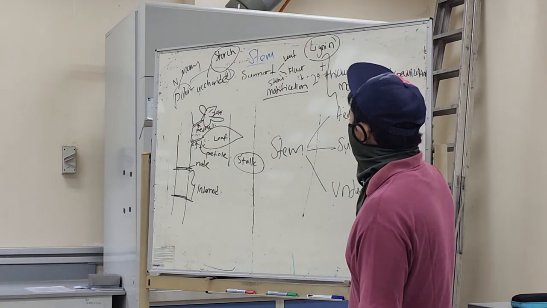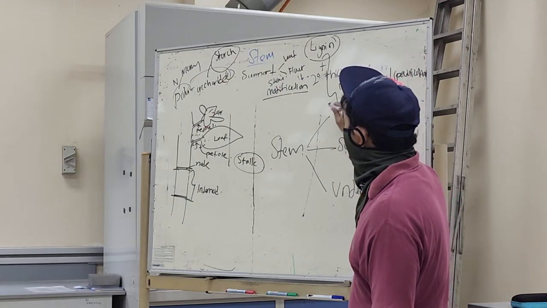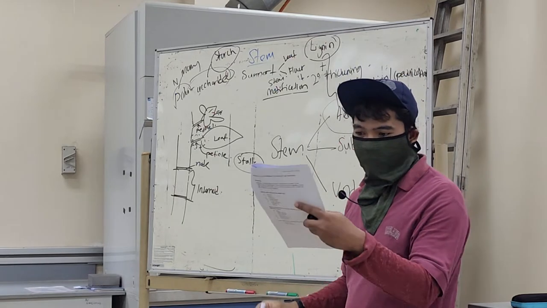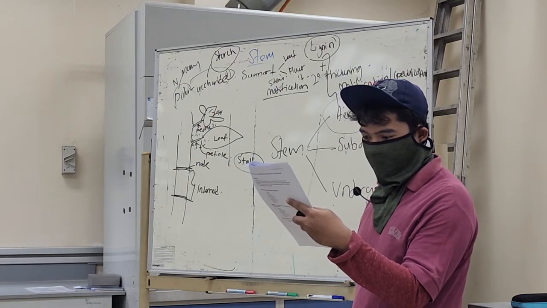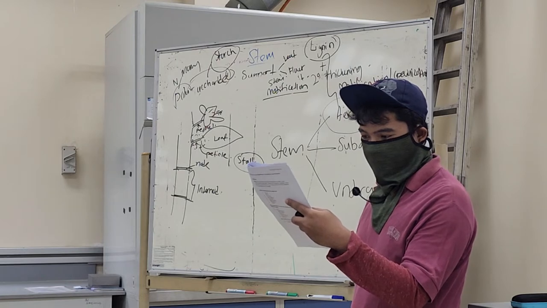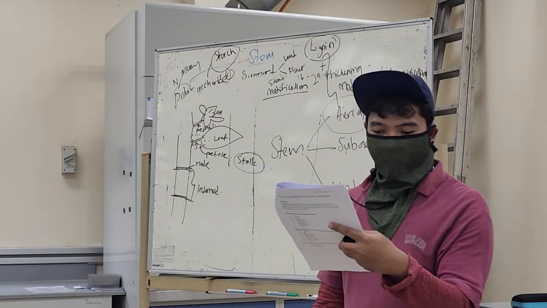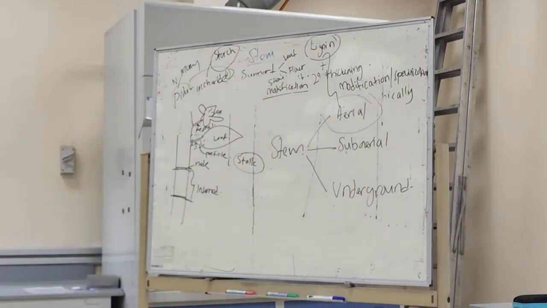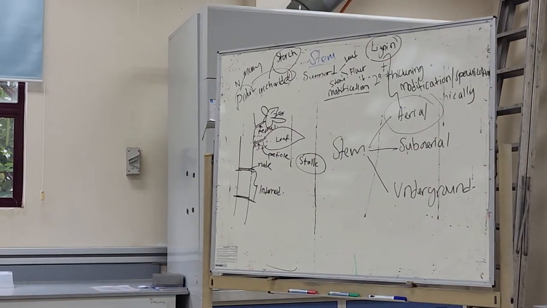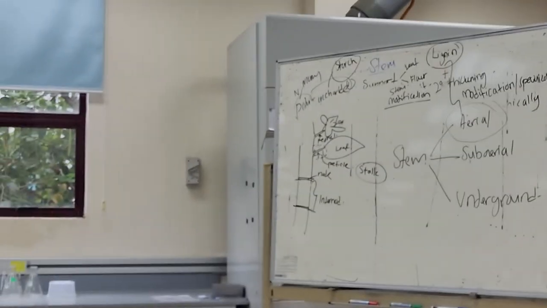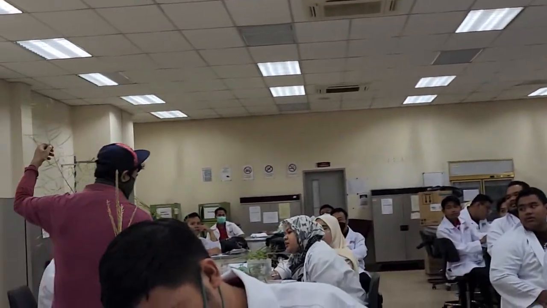So for the aerial, do we have the plant here? Yeah, I think maybe we have one. I'm telling you all these words so that you can look out on your own. This one. What plant is this? Asparagus.